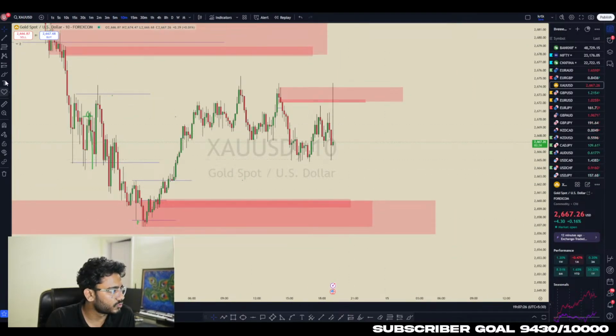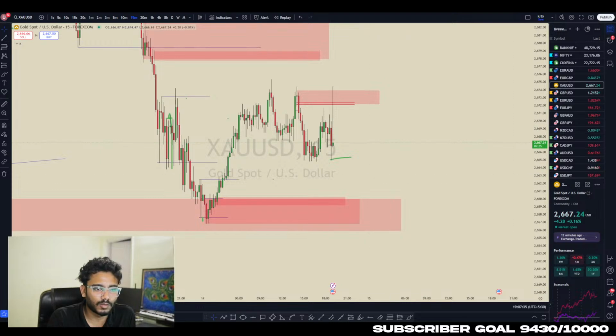So I'm waiting for price to break this low so we can look for continuation to the downside. And if this high is broken, then we will continue to the upside. So that's what I want to see here.